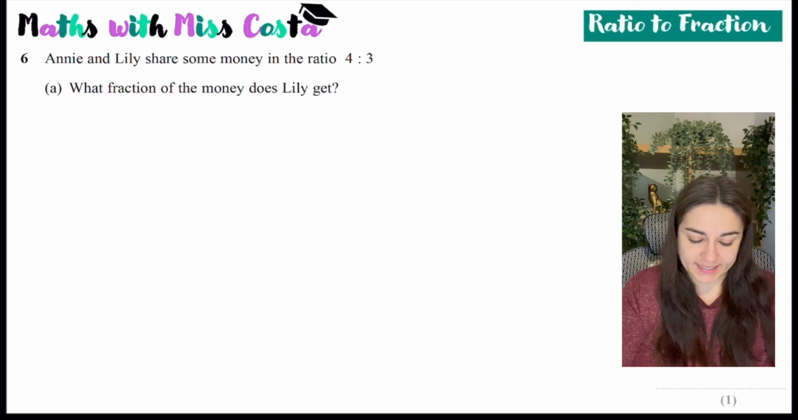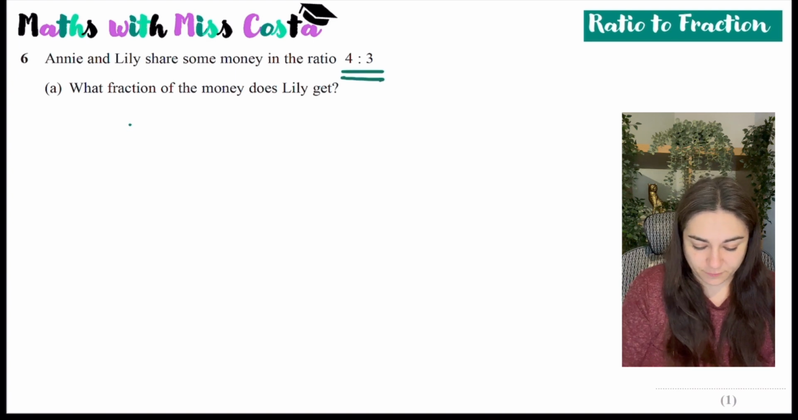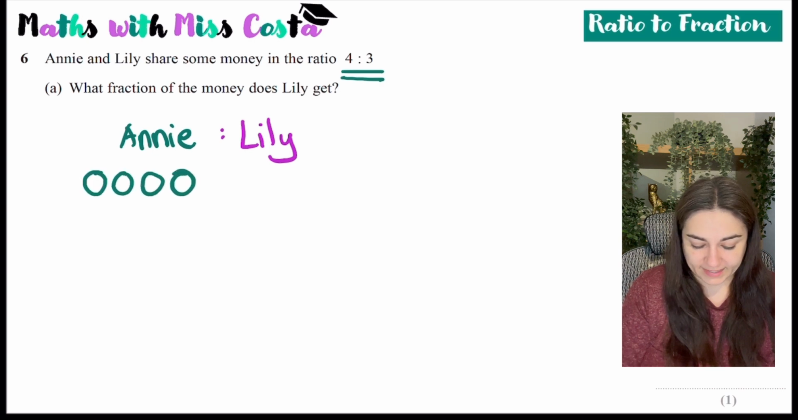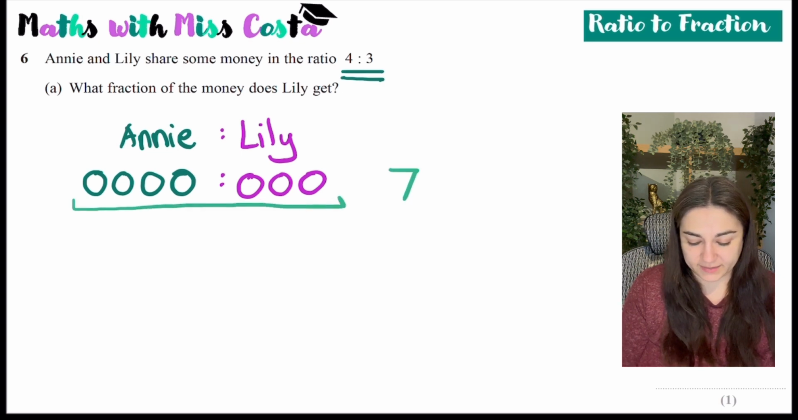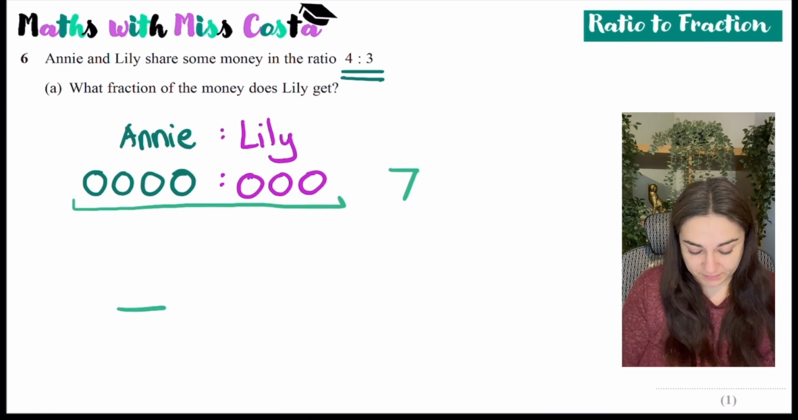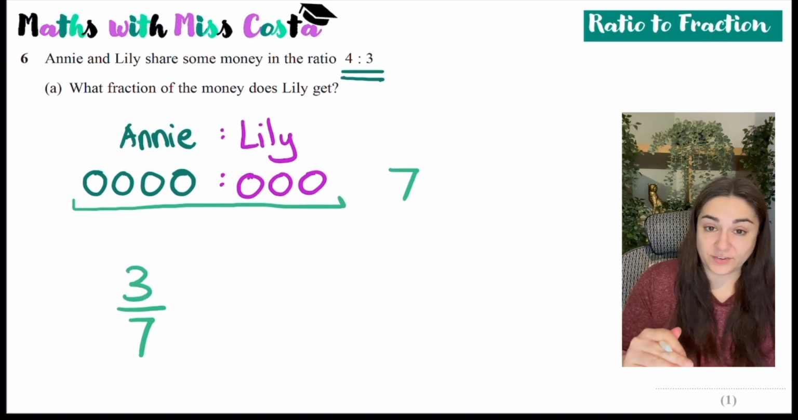Okay, I'm told that Annie and Lily share some money in the ratio 4:3. What fraction of the money does Lily get? So with ratio, it's sometimes helpful to just draw it out to visualise what's happening. So let's say for every £4 Annie gets, Lily gets £3. So in total, each time they share their money, there's 7 parts in total. So as a fraction, this ratio is going to be out of 7, and Lily gets 3 out of those 7 parts. So that's how you can easily turn a ratio into a fraction.